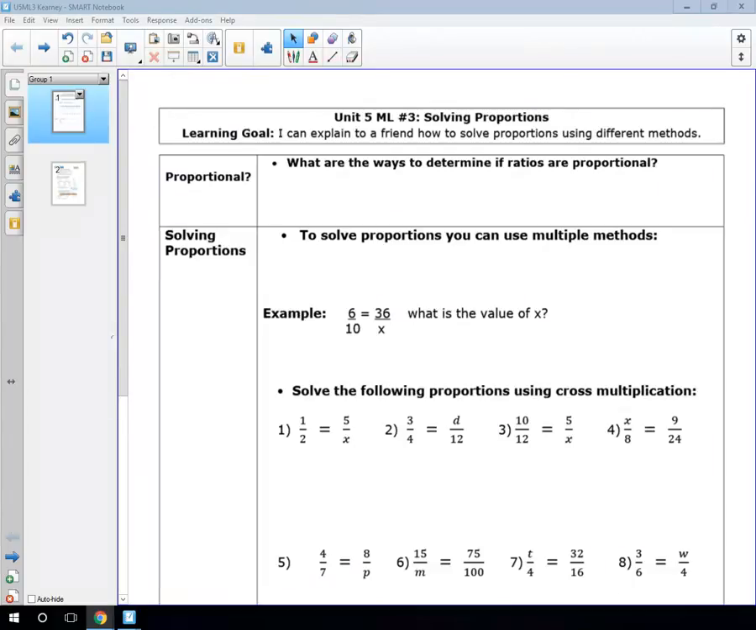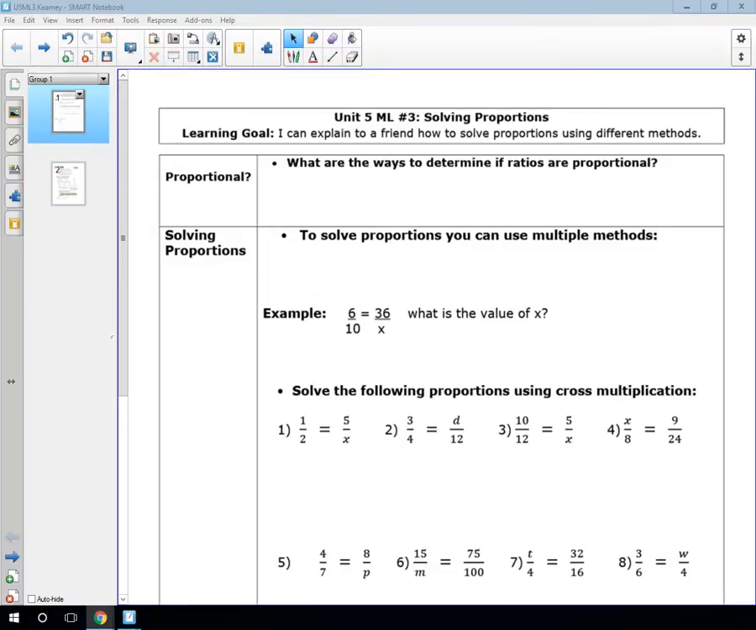This is mini lesson 3, solving proportions. Very good. So our learning goal is that by the end of today, you guys should be able to explain to a friend how to solve proportions using different methods. So you're going to learn several different methods today, and then you can decide which one is your favorite, and then you should be able to explain to a friend how to do that.